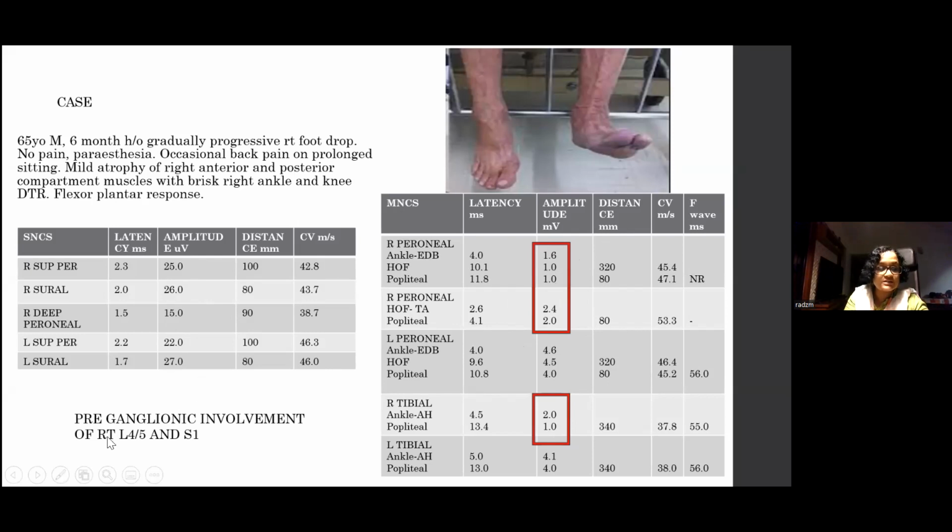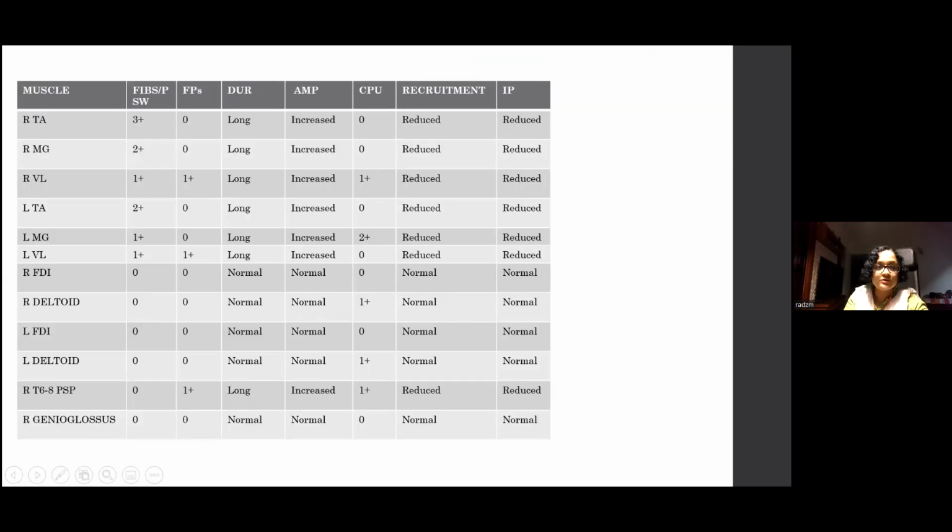So preganglionic involvement of right L4, L5, and S1. L4 because peroneal tibialis anterior is also affected. So when you do your EMG, you can see active denervation with neurogenic motor units in the lower limbs. Lumbosacral segment is affected. Interestingly, both sides are affected.